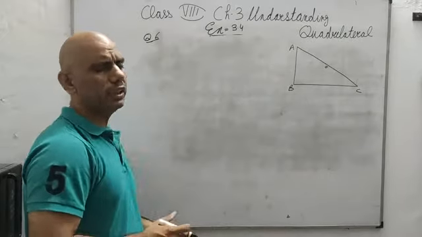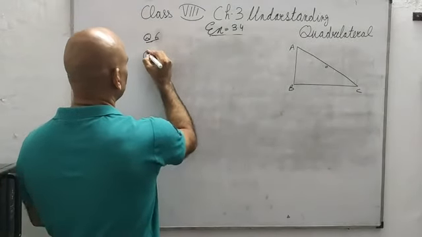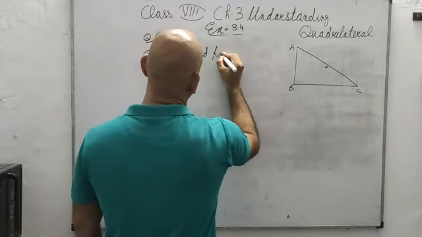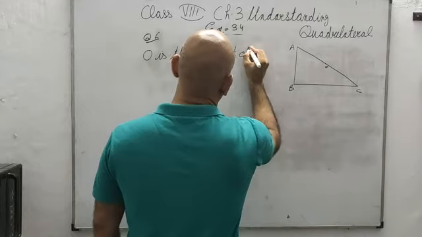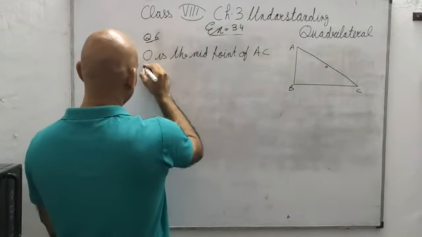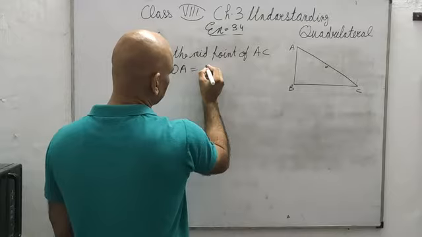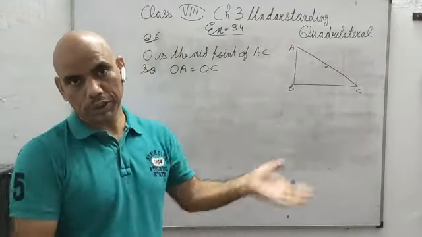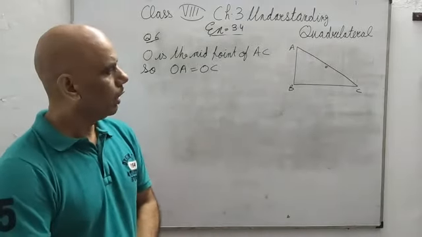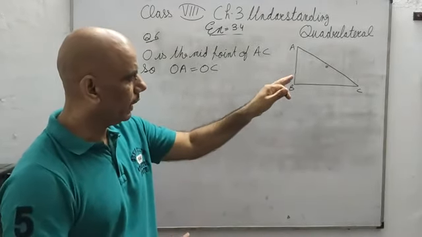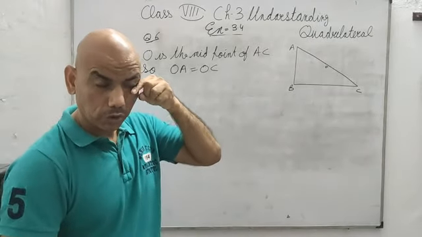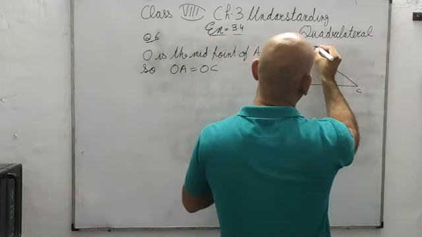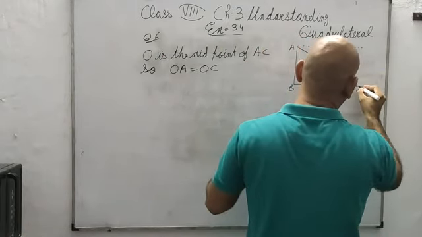Now from A and C there is no doubt, because O is the midpoint of AC. So OA is equal to OC. This is very easily proved, because O is the midpoint of AC, so it will be equal from A and C. Now the big thing to prove is how O is equal from B. So for that we will have to do a construction.